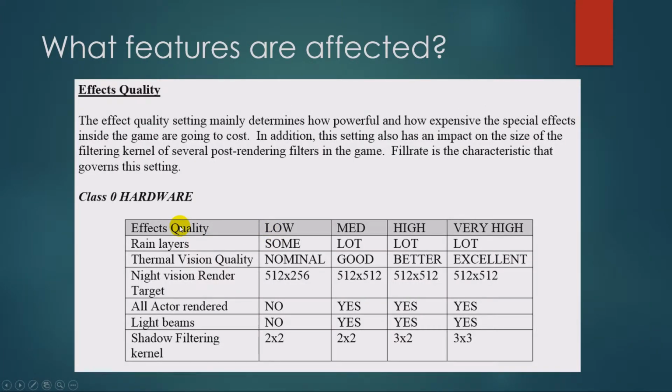So this is from the README file, and it talks about the effects quality. It's got a little table here, and you can see the detail from low, medium, high to very high. You can see that the rain is not affected, that's still the same. The thermal vision quality seems to have a big difference: nominal, good, better, and excellent. So we will check out what's the difference between better and excellent.